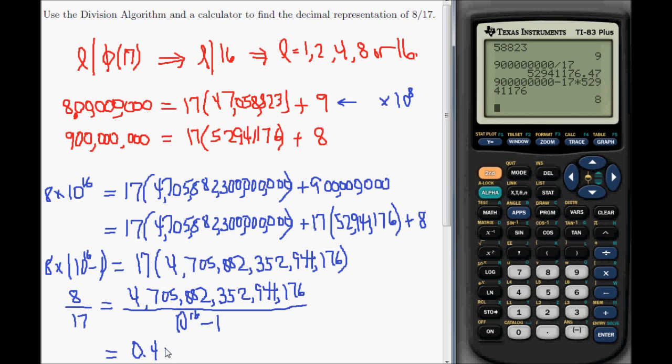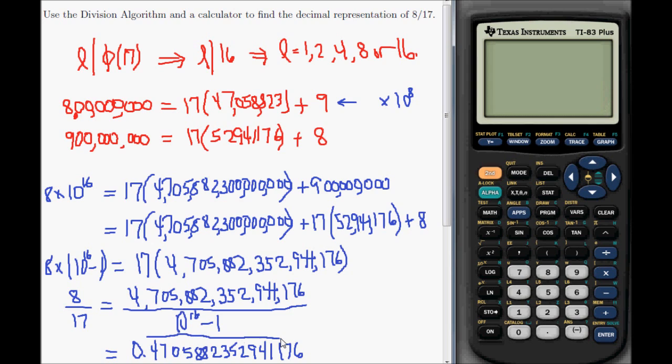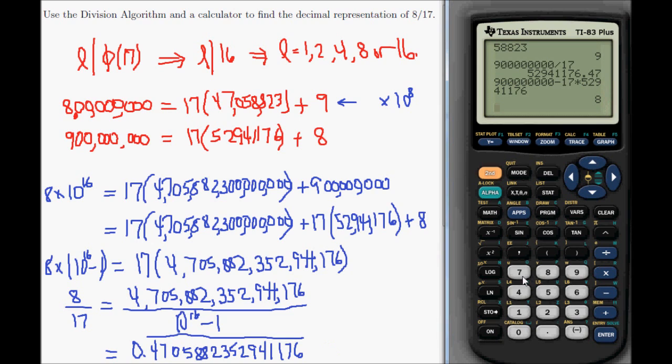0.4705 882 352 941 176. And that's 15 digits, matching the 15 nines that appear in the bottom. And so we just simply put the bar on top. There's no leading 0 in front of the 4. And so that would be the full decimal representation, which matches what we saw over here.